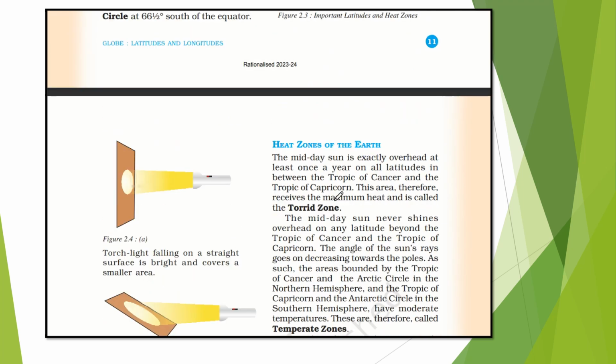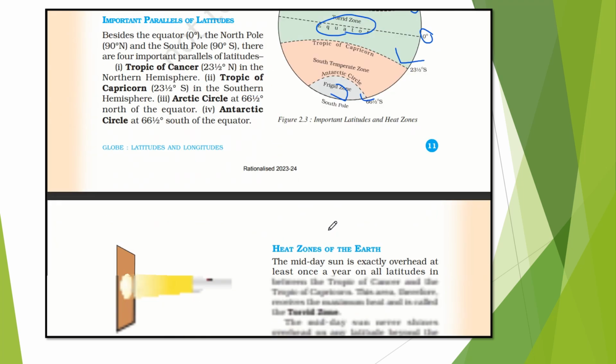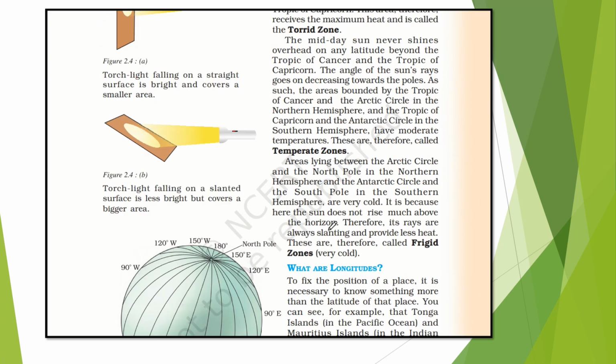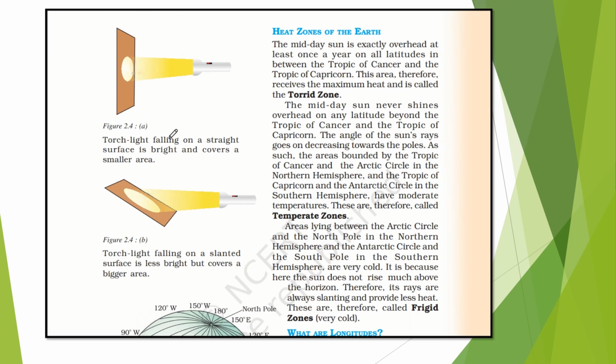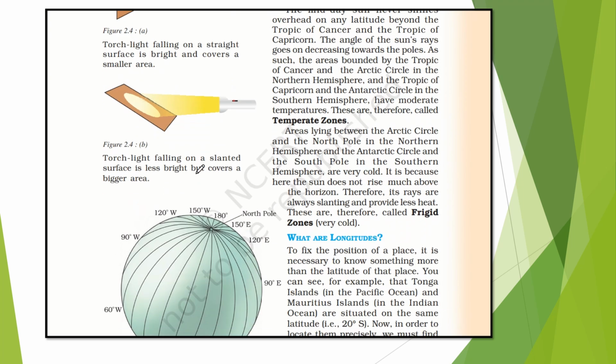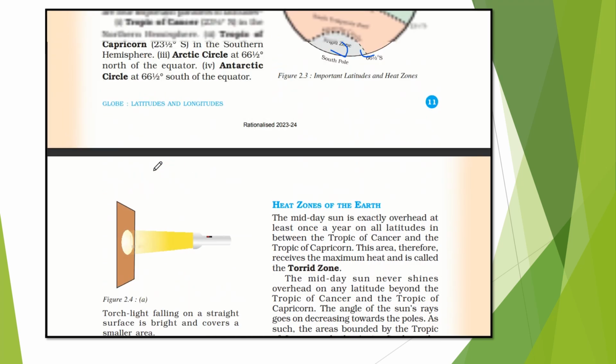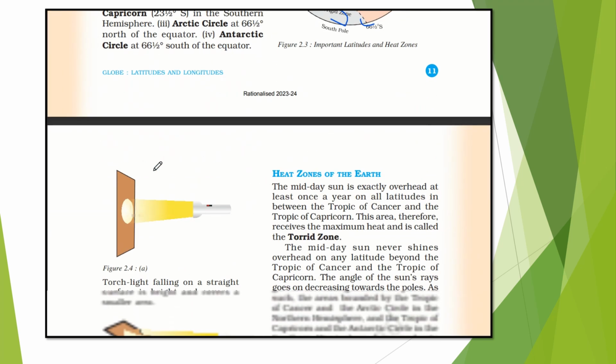So these are the very cold areas. They have also given some pictures: torchlight falling on a straight surface, which shows bright light and covers a small area, and torchlight falling on a slanted surface, which shows less bright light but covers a bigger area. These pictures are given for understanding the torrid zone and temperate zone.